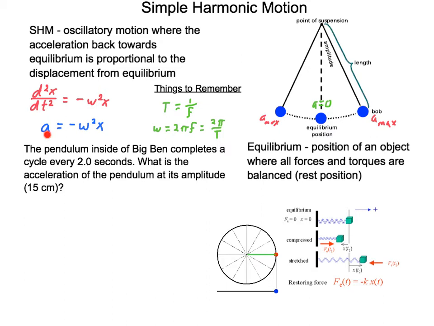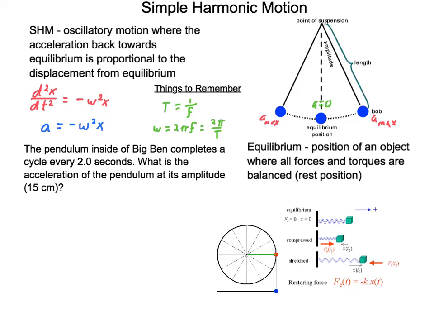Notice first that the acceleration and the displacement are proportional. Whenever your displacement goes up, you get further away from equilibrium, you get a larger acceleration. And one of the most important things about this equation is this negative sign right here. It's always pointing back towards equilibrium.